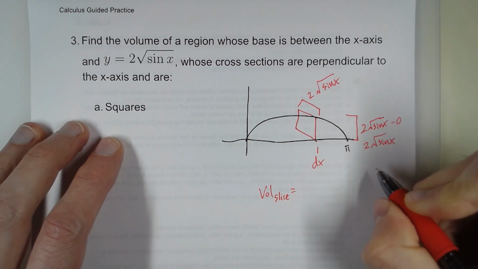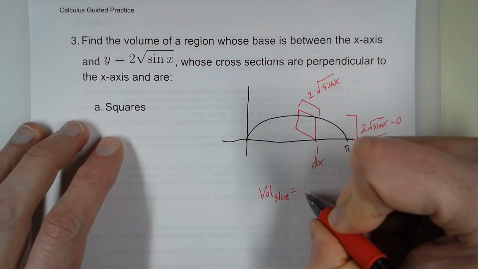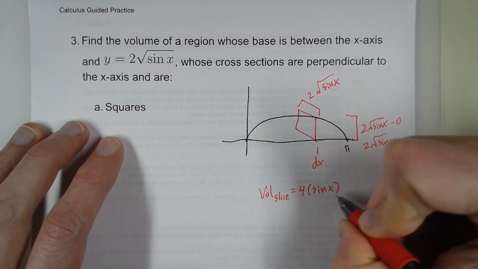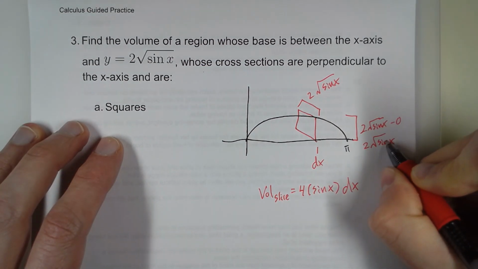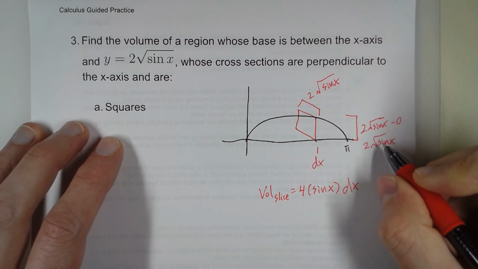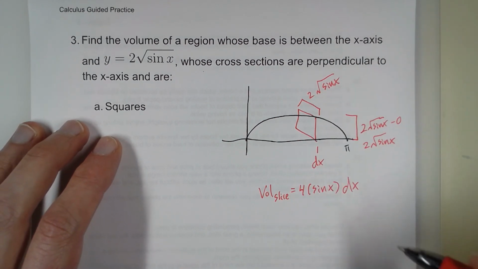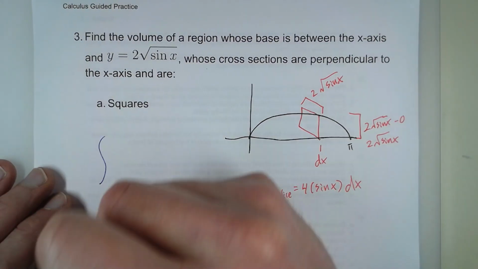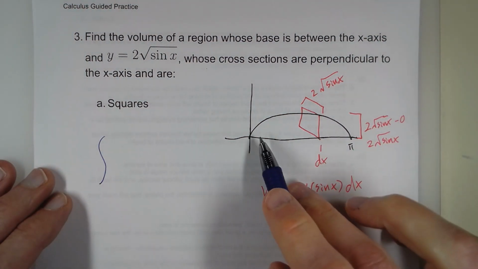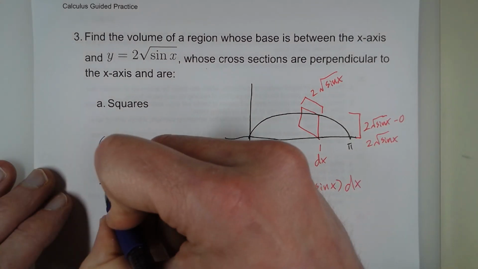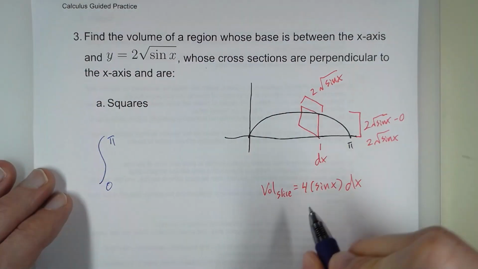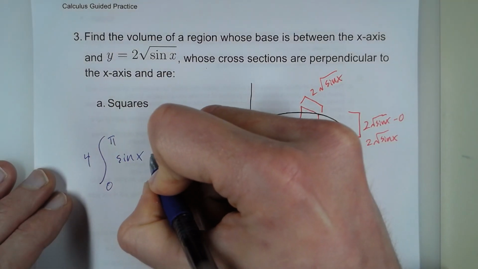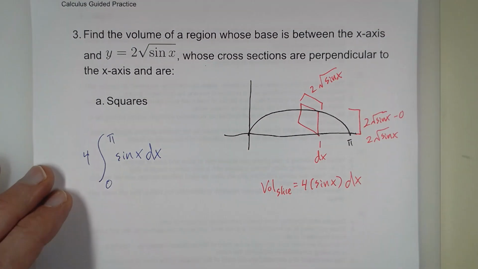So the volume of the slice is length times width times the thickness. So that's 4 times sine of x dx, because the square roots of sine x cancel out the square root, and the 2 times 2 becomes 4. So now we're adding up all these slices from 0 to pi. And I'm going to take that 4 and put it out front. 4 times the integral of sine of x dx.